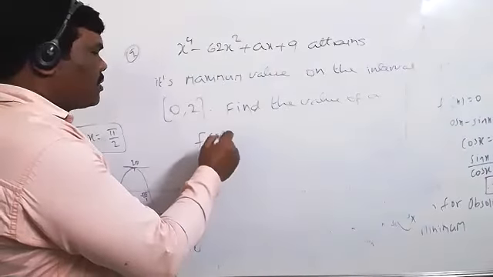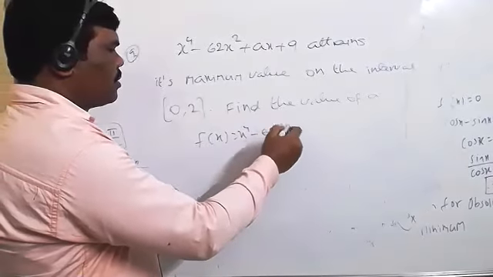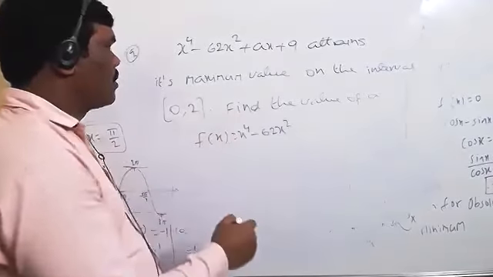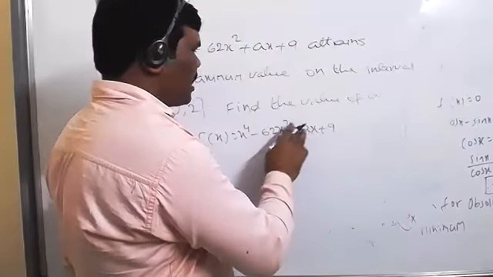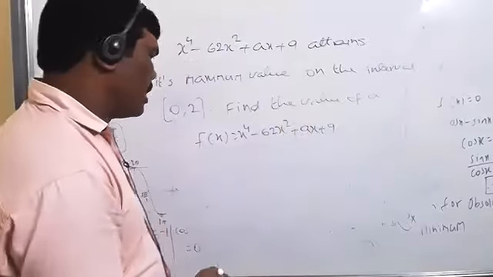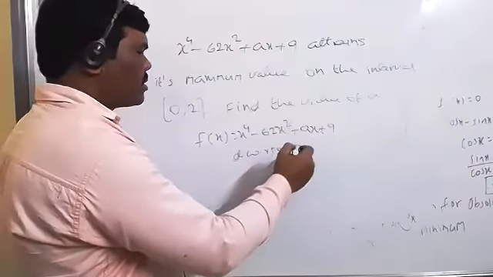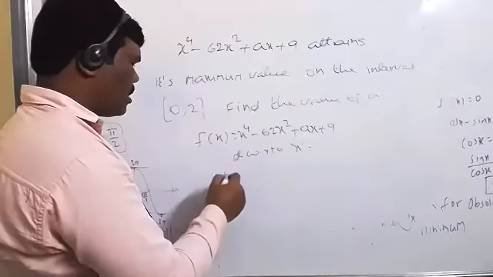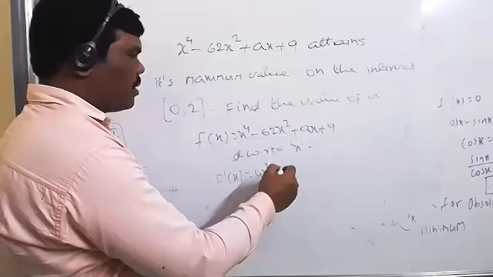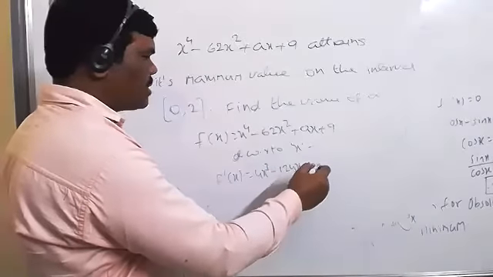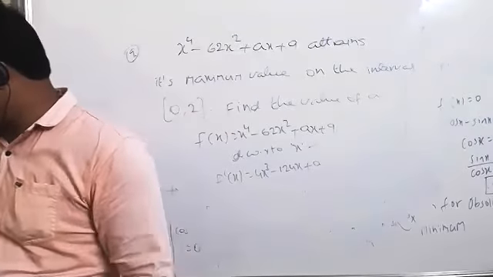So f of x equals x power 4 minus 62x square plus ax plus 9. Differentiate with respect to x on both sides. So f dash of x equals 4x cube minus 124x plus a. Now for critical points, what do we have to do?